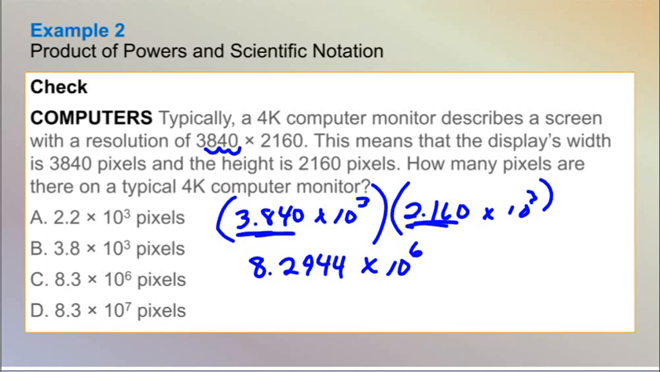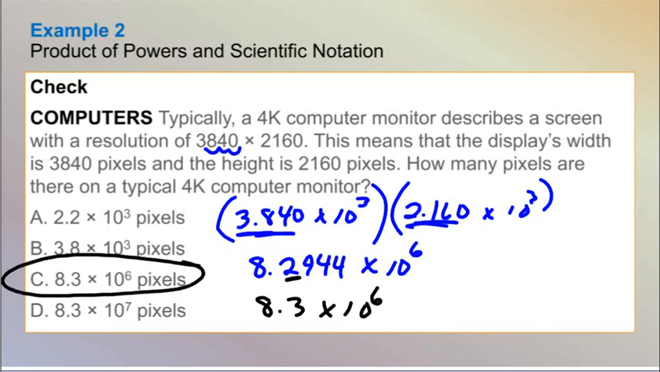My answer is in scientific notation, but they want us to round to the nearest tenth. So one decimal place, so this would be 8.3 times 10 to the 6th, which will give us choice C.